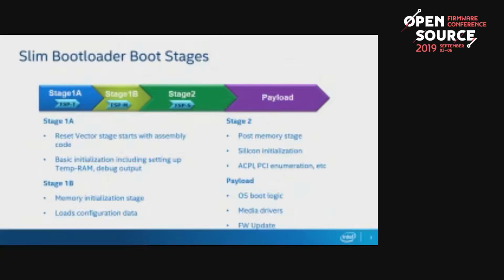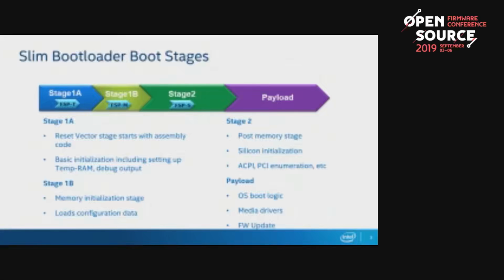Stage 1A is where you come up from the reset vector of the CPU. It starts with some assembly code, and it performs some basic initialization, including setting up the CAR and providing some debug output. In this stage, we consume the first FSP binary block, known as the FSPT, before we hand over to the next stage, which is stage 1B.